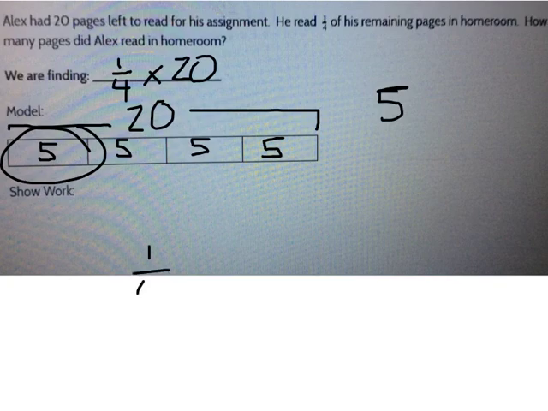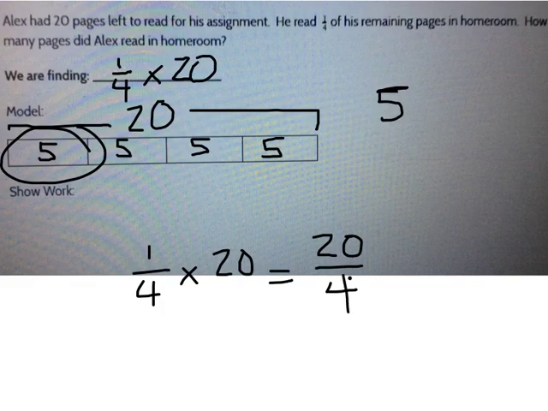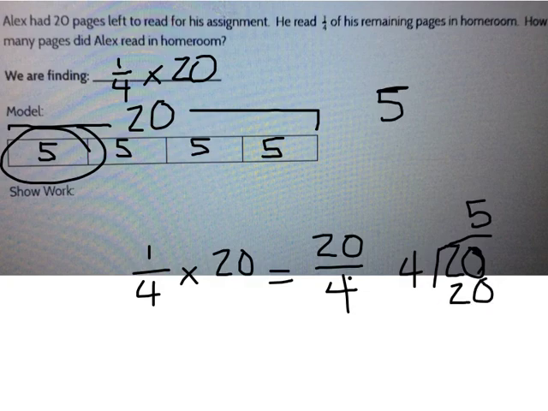I know that when I multiply 1/4 times 20, what improper fraction will I get? I'll get 20 over 4. When I divide 20 by 4, that gives me 5 pages in each group with none left over. So the answer is still 5.